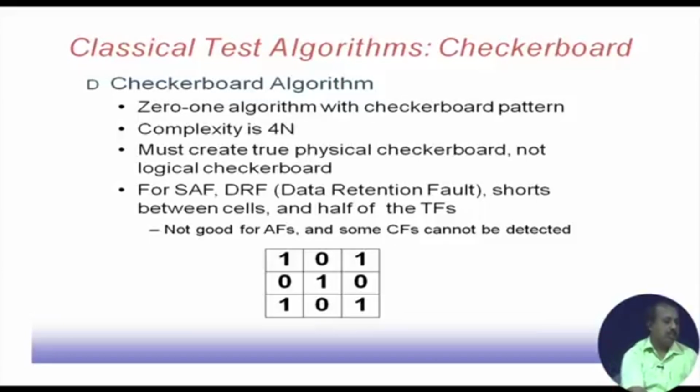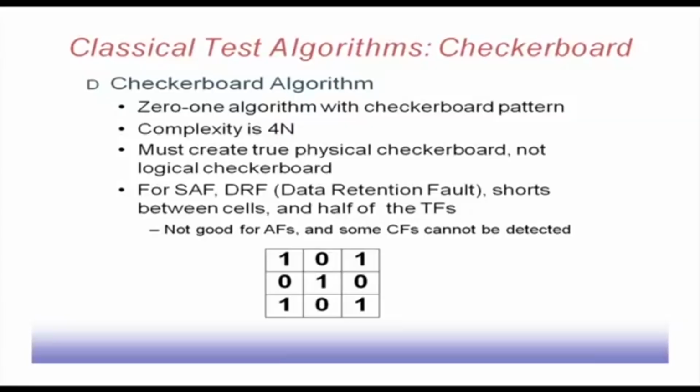This type of checkerboard algorithm is good for stuck-at faults and data retention faults. Data retention fault means we write some value there, and it is expected that the value will be retained, and after some time we again do a read operation, and we find that the value has been changed. It is normally detected by 2 or 3 successive read operations. If the cell is leaking, then the data will get lost. That is the data retention fault.